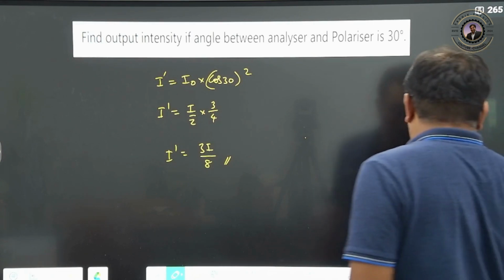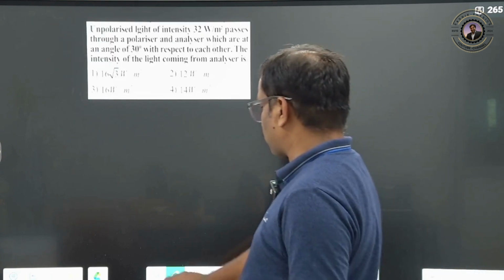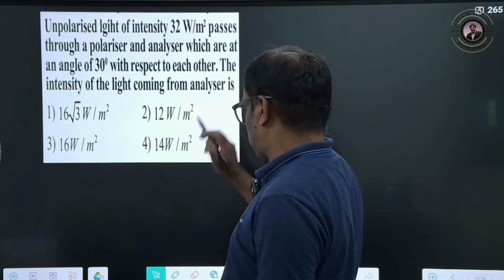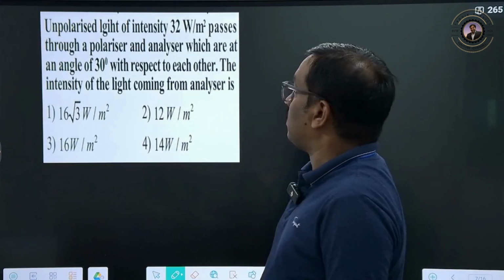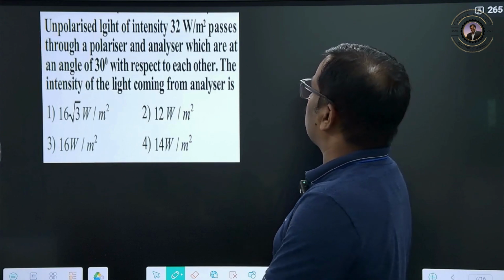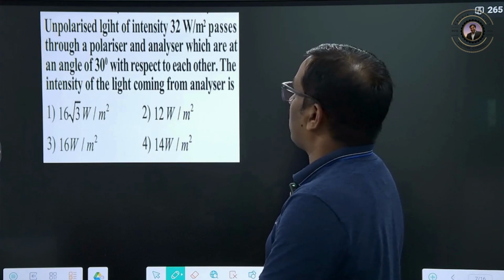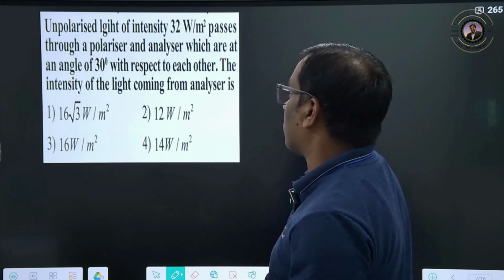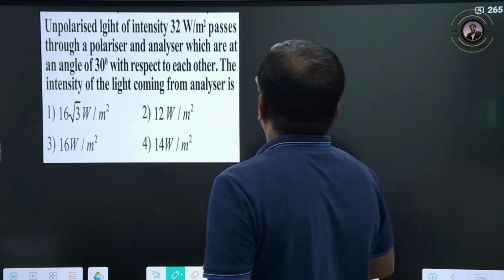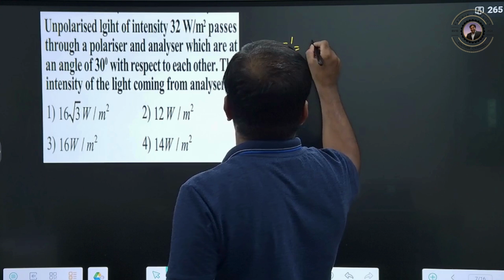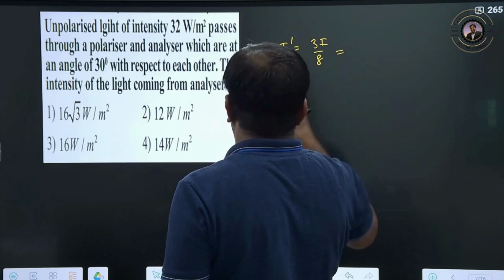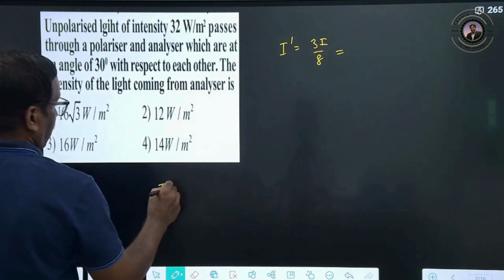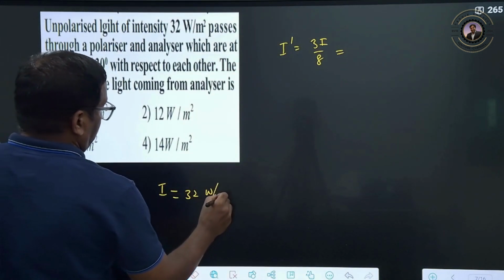Now we will go for another question. Unpolarized light of intensity 32 watt per meter square passes through a polarizer and analyzer at an angle of 30 degrees with respect to each other. We need the intensity of the light coming out. So I dash is 3I by 8. Just now we did the same question. The unpolarized light intensity I is given as 32 watt per meter square.